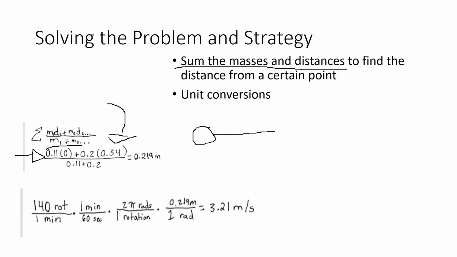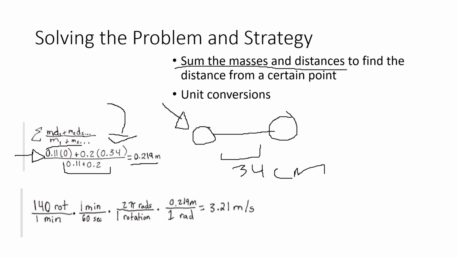Remember, they're on a stick that is 34 centimeters apart. And basically, if we multiply the mass by the distance, which is 0 for the 0.11 kilogram ball and 0.34, and then we divide by the mass here, we can actually get how far the center of mass is from this specified point. So we get the center of mass is 0.219 meters away from the smaller ball. So that's around here, a little closer to the larger ball.